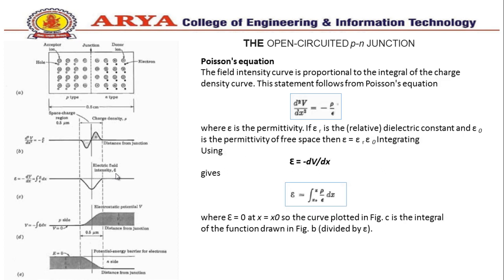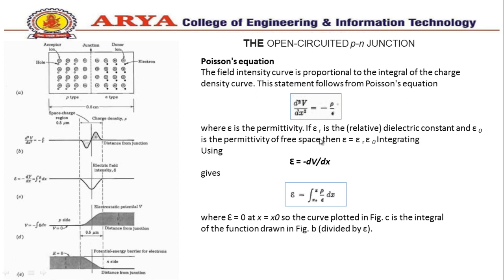Next is the Poisson equation. The field intensity curve is proportional to the integral of the charge density curve. We can see from these two figures that the field intensity curve is proportional to the integral of the charge density curve. This statement follows from the Poisson equation, which gives us a way to find the electric field intensity if the charge density is known. From these two curves, we can write d squared V upon dx squared equal to minus rho upon epsilon, where epsilon is the permittivity.